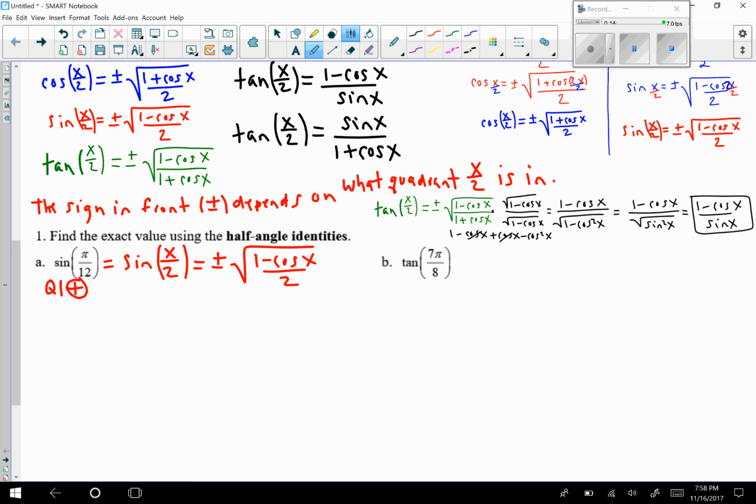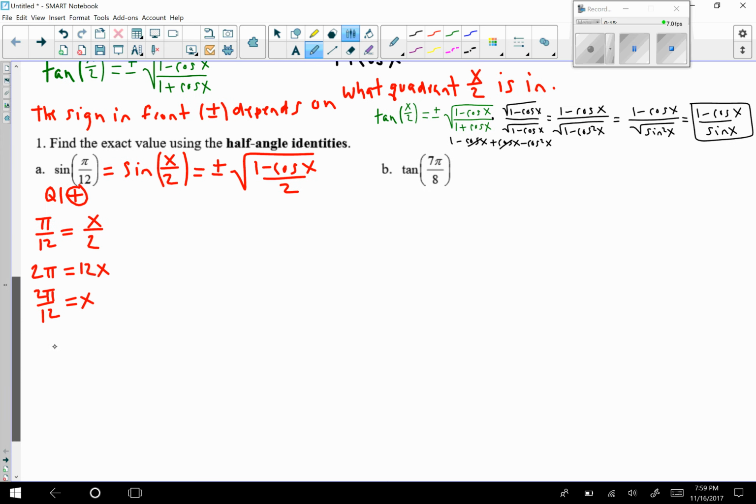So for this, now I need to figure out what x is equal to, because remember, we're doing half of the angle. So pi over 12 is the full angle, but we only want half of that. So you can set up a proportion to solve for x. So cross multiply, and you get 2 pi is equal to 12x. And again, we're solving for x, so 2 pi over 12 is equal to x, which of course reduces into pi over 6. So that's what we're using for x in my formula.